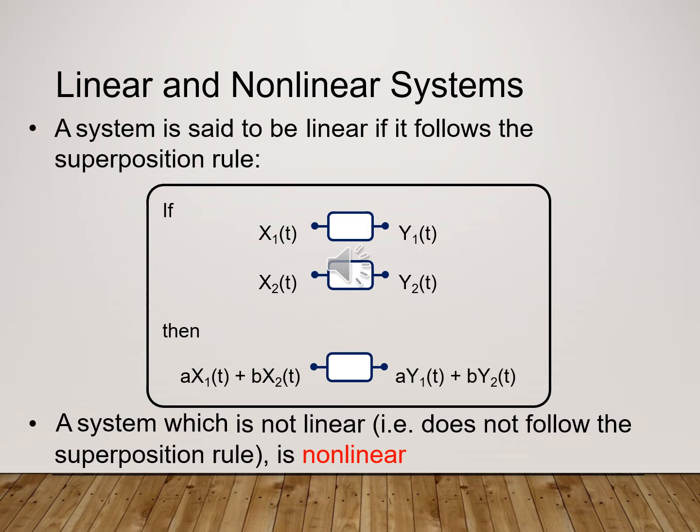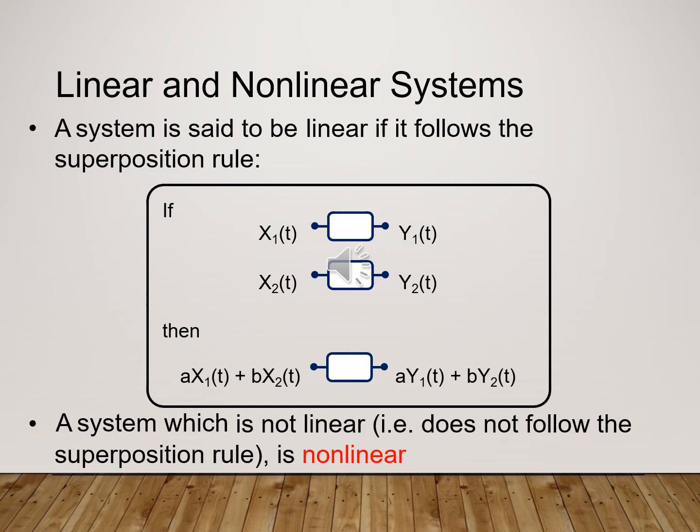طيب نيجي للlinear system و non-linear system. How we can distinguish between linear system and non-linear system. A linear system is called linear if it satisfies two properties, additivity and homogeneity, which we together call superposition.